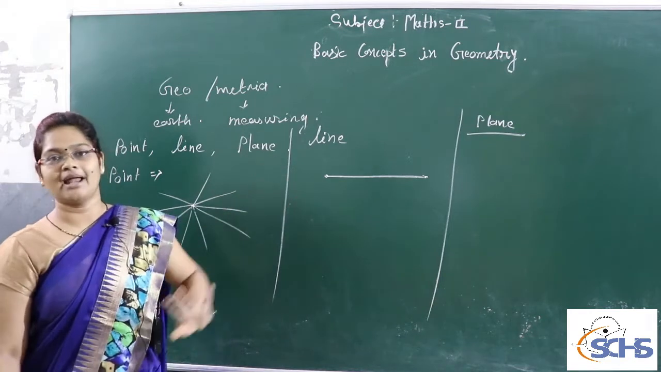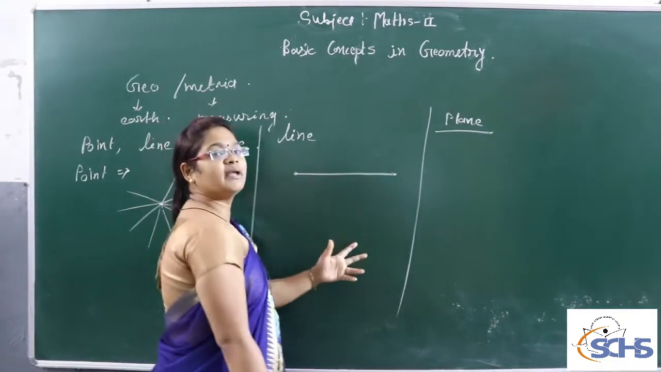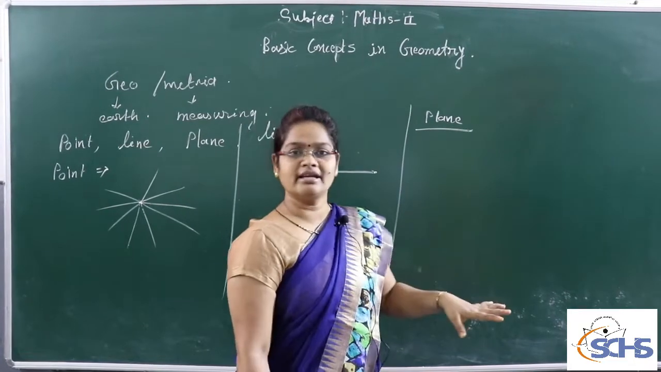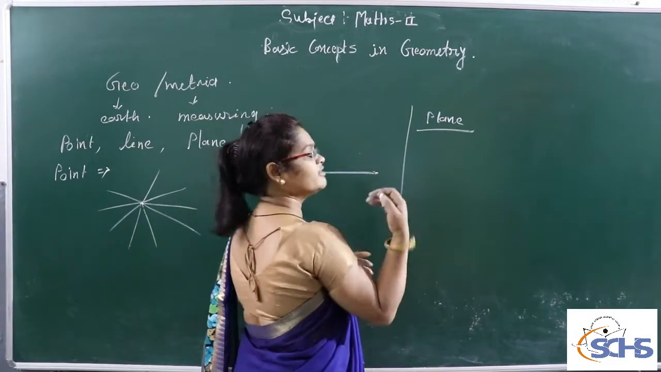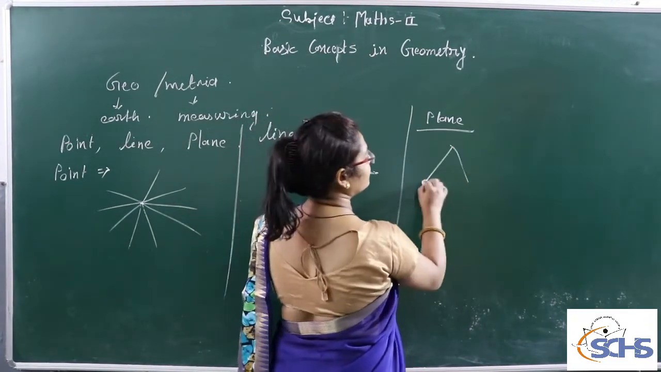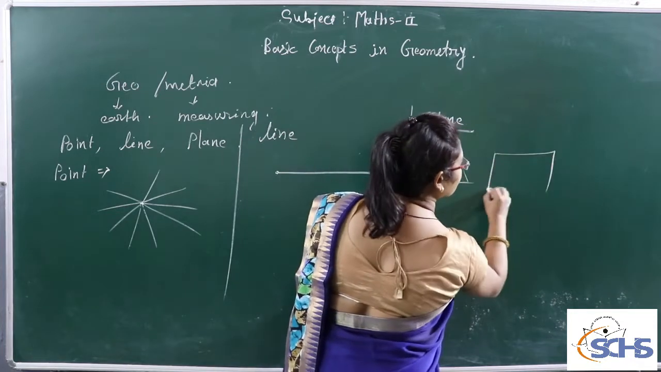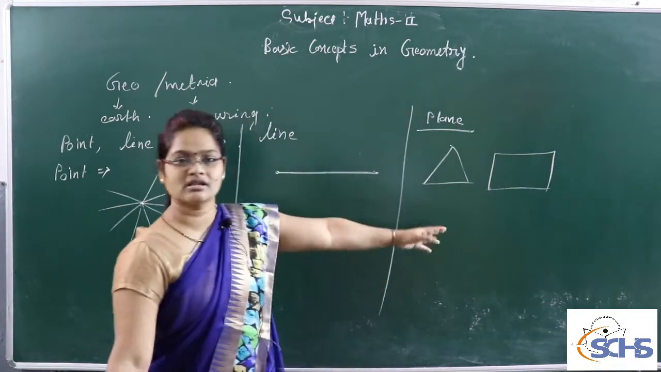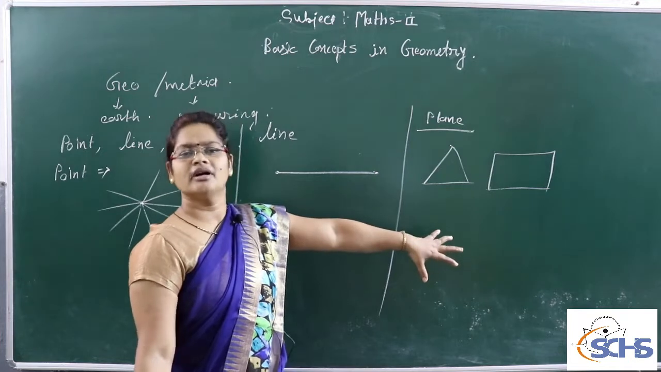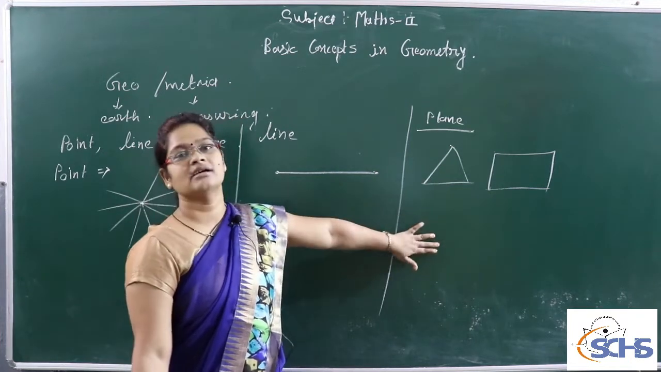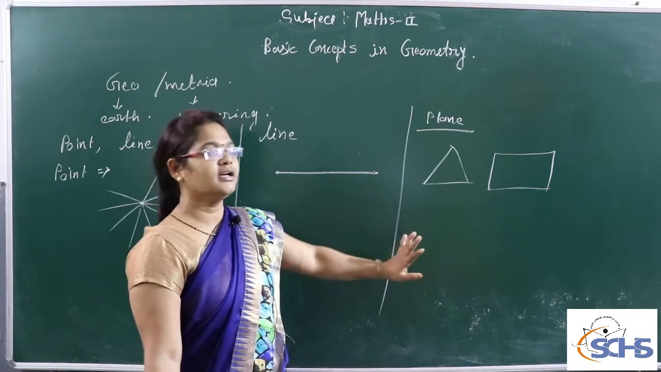That is our blackboard. And why is it called a plane? Because we can draw anything on it, or we can write anything. We can draw a triangle here. We can draw a rectangle here. We can draw a square or any shape on this blackboard. That's why it is called the plane.